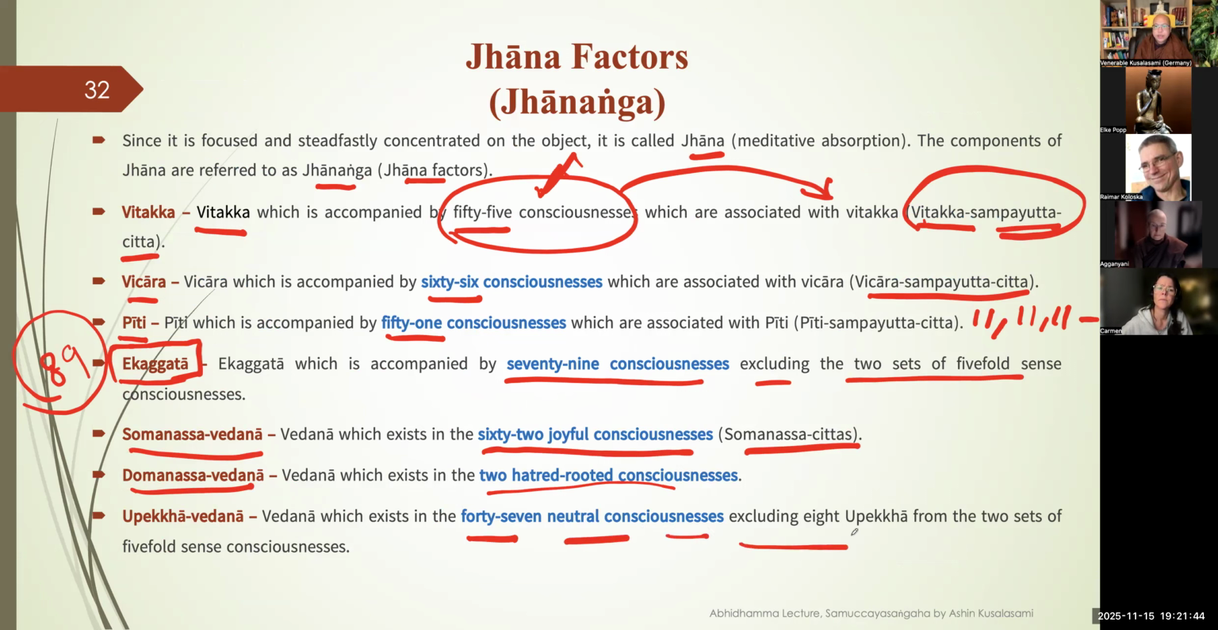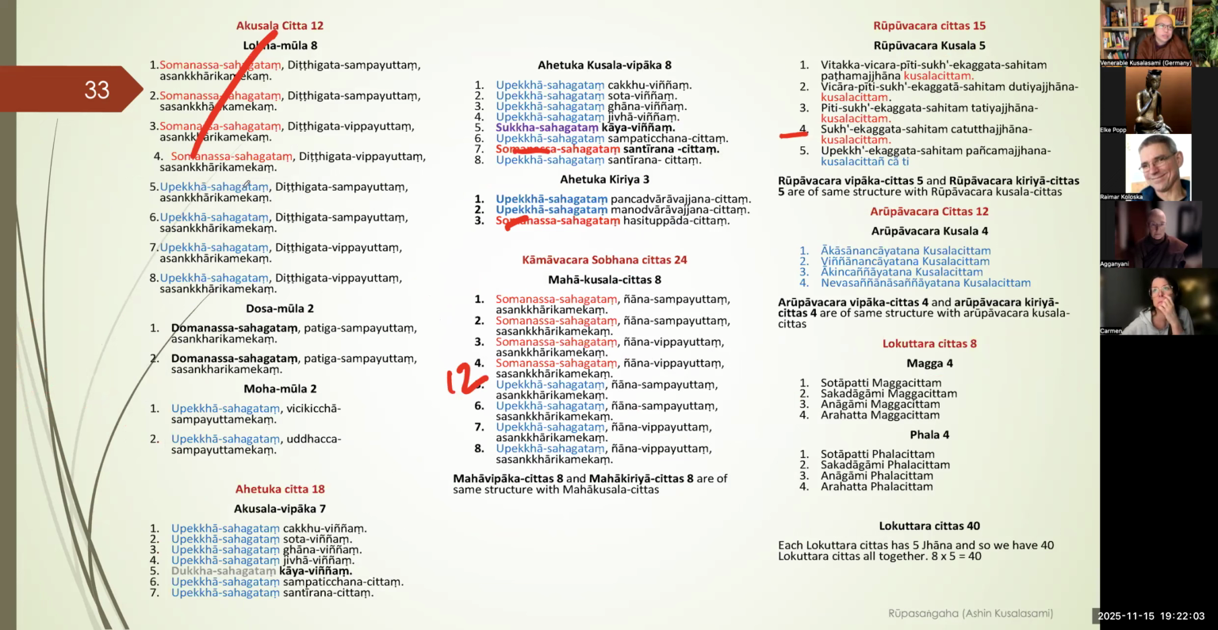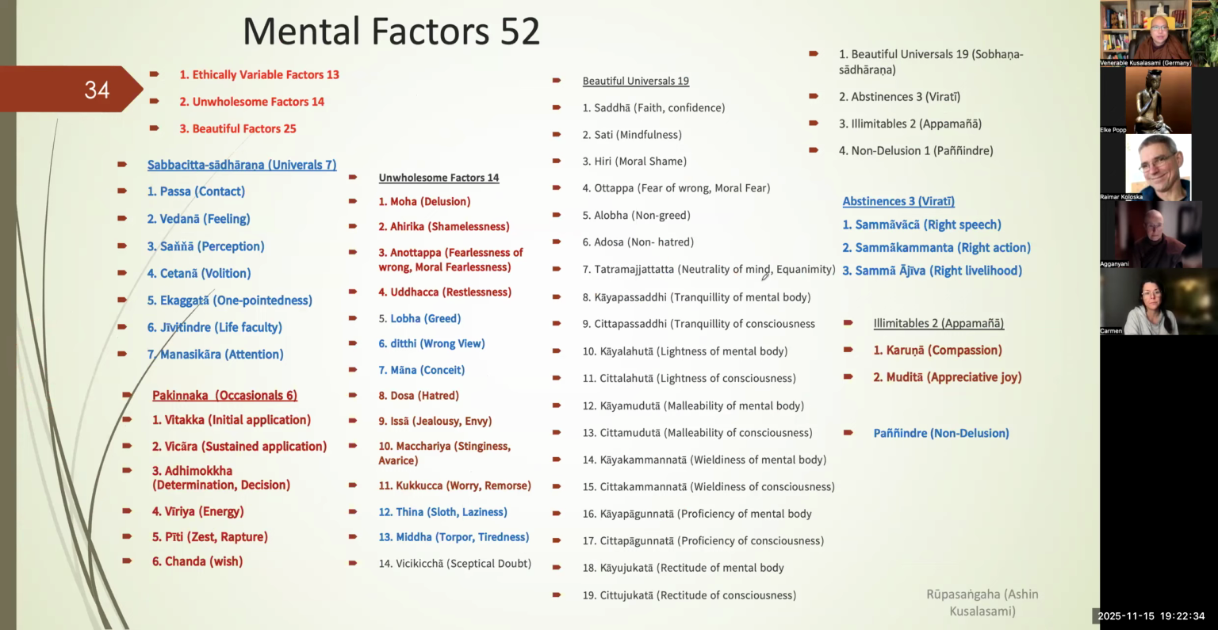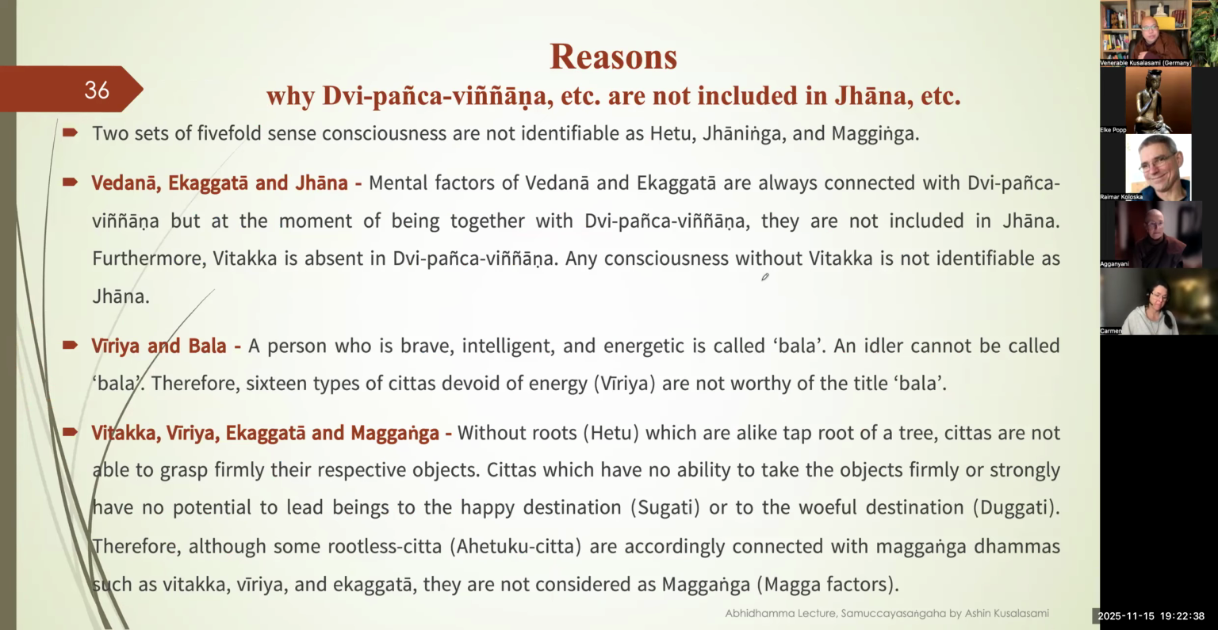Here too, excluding 8 Ubeka from the two sets of fivefold sense consciousness, the same as the Ikagada. We will talk about the ones we need to exclude. So this 47 too is not very difficult, for Ubeka too, so it's easy. You can take it one by one. But without looking at this page, if you want to remember, my suggestion is the same: just think about it, and if you don't remember, look at this. Okay, so that is a Jananga. Then let's continue with the explanation.